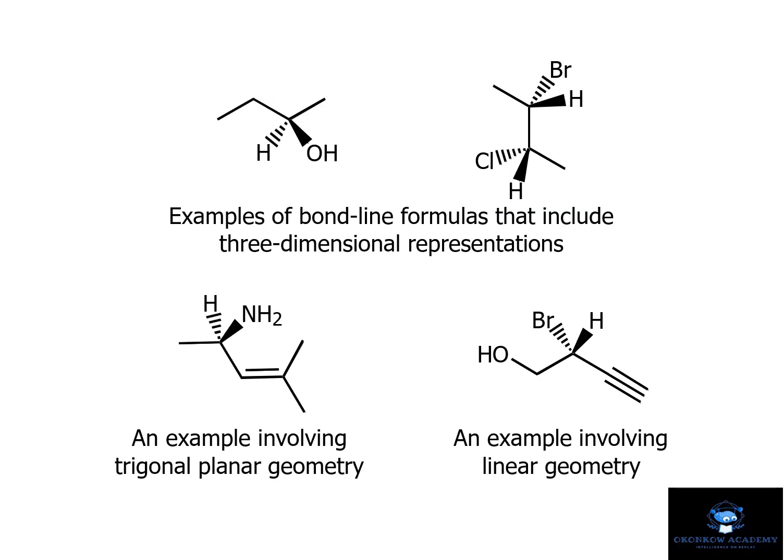So here are just further examples of 3D structural formulas, including cases with trigonal planar and linear geometry. Notice how the wedge and dash notation captures the three-dimensional reality of these molecules. For trigonal planar sp2 carbons, all bonds lie in a plane. For linear sp carbons, we use a straight line. Mastering these representations is essential for upcoming topics in stereochemistry.